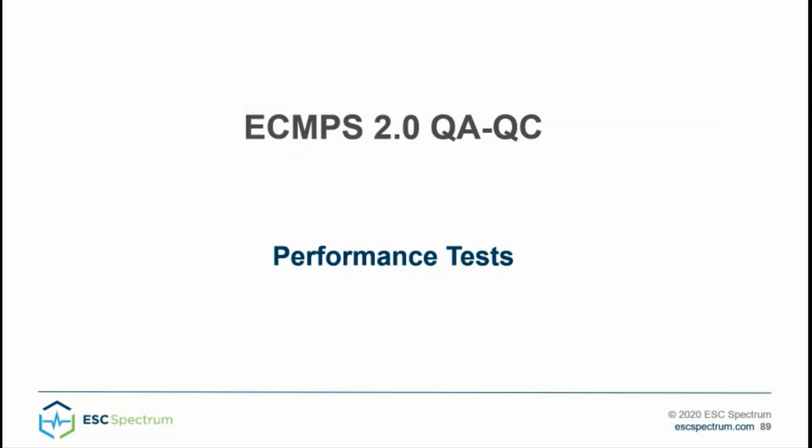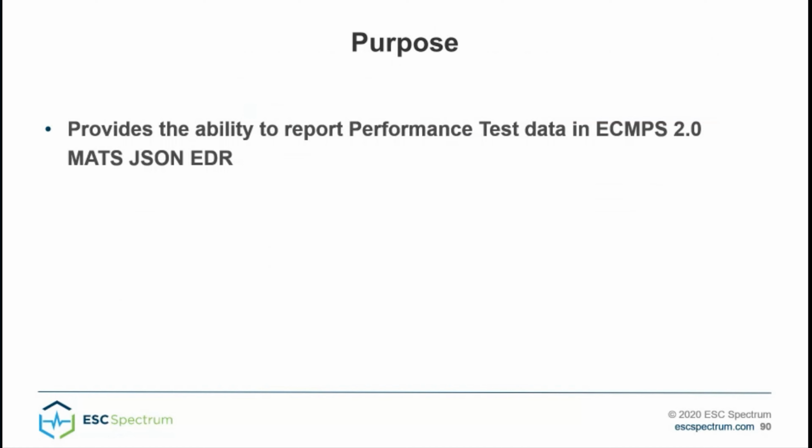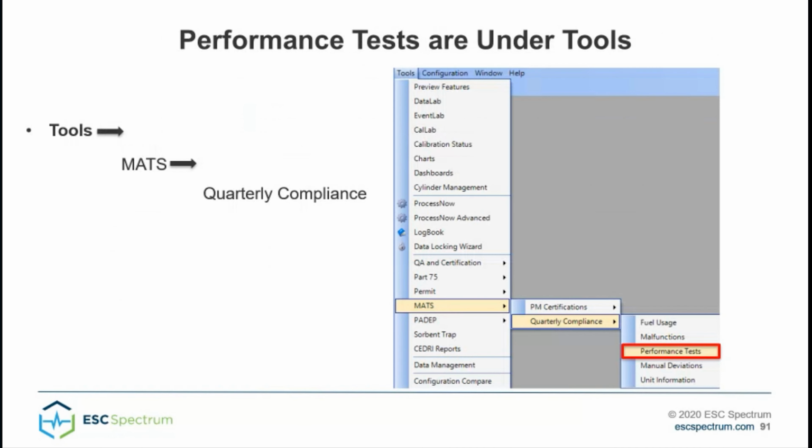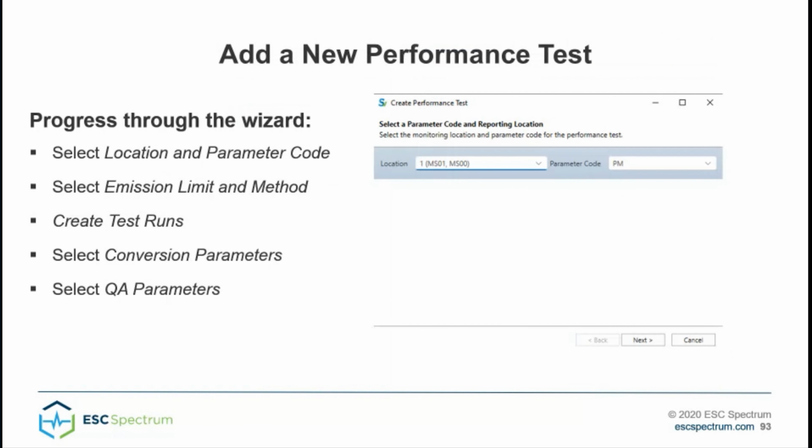And again, performance tests was the thing I just mentioned, the MATS quarterly compliance for ECMPS 2.0. That is the other item here in that UI. This one's a little bit different. Because these are more complex records, we chose to go with a wizard to create them.